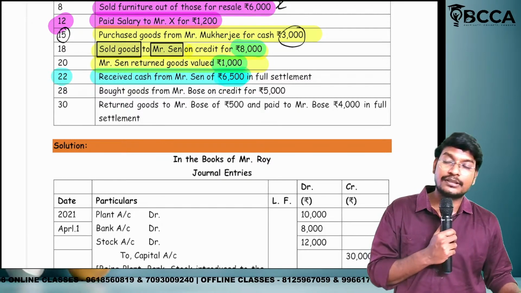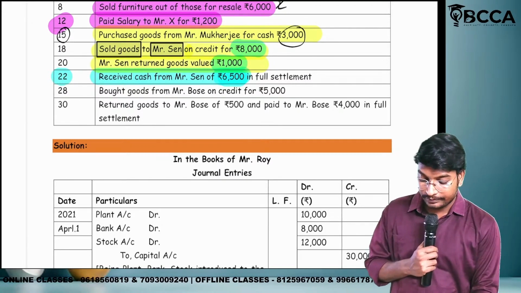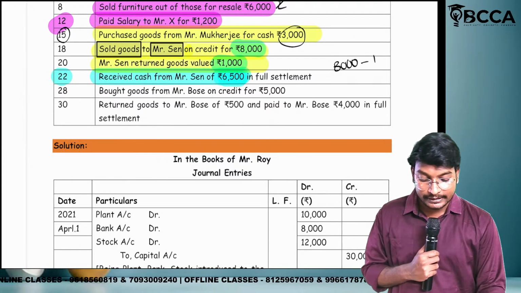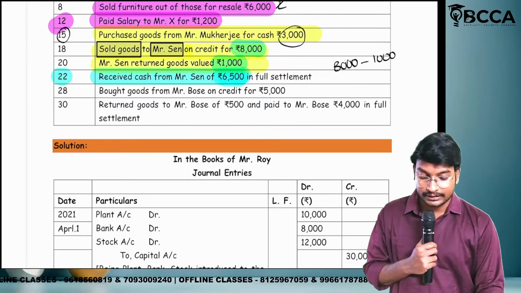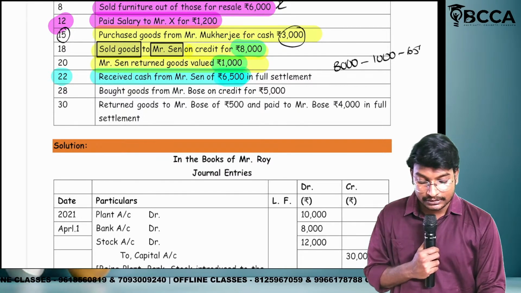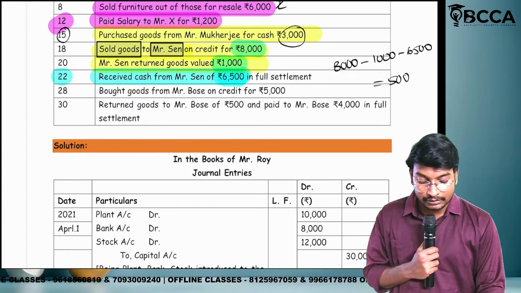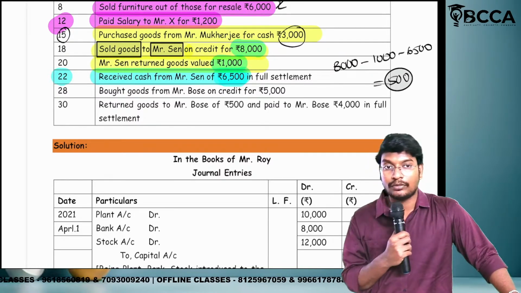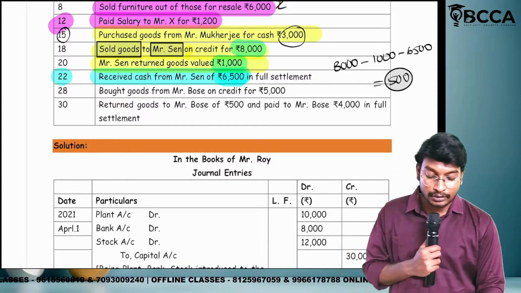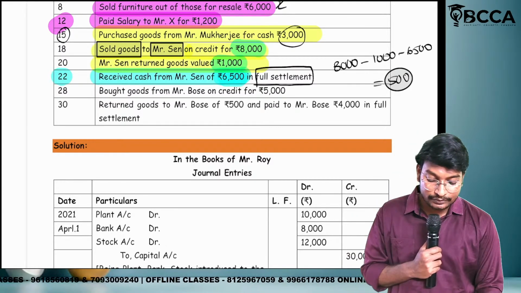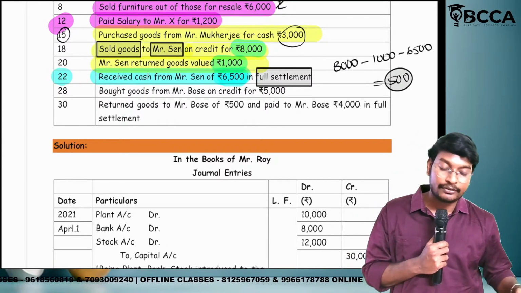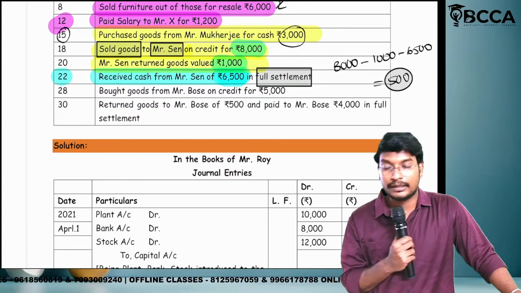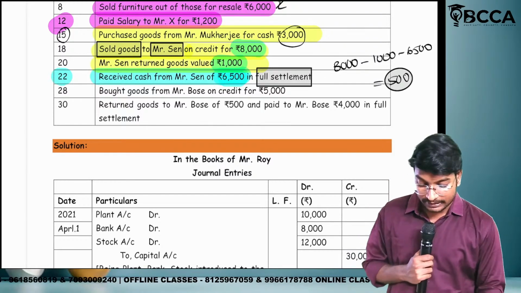What is the amount of discount allowed? 500. How did we get it? We made sales of rupees 8,000. He returned goods of rupees 1,000. He made a payment of rupees 6,500. What is the balance amount? The balance amount is 500. We are treating it as discount allowed, because here they have used the words full settlement. That means we will not get the 500. We are treating it as discount allowed.